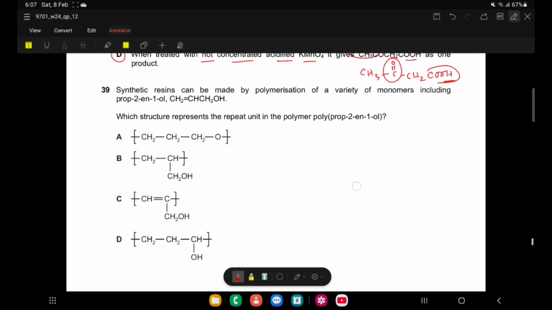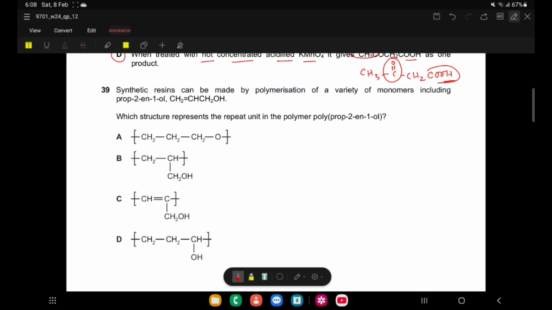Okay, question number 39. Synthetic resins can be made by polymerization of a variety of monomers, including prop-2-yn-1-ol. Which structure represents the repeat unit of the polymer of poly prop-2-yn-1-ol? Okay, this is really easy. So I would request you to pause here and do it yourself, then check the answer.